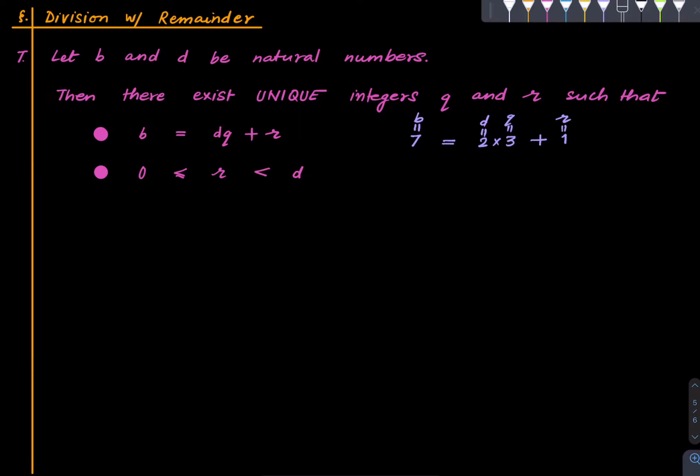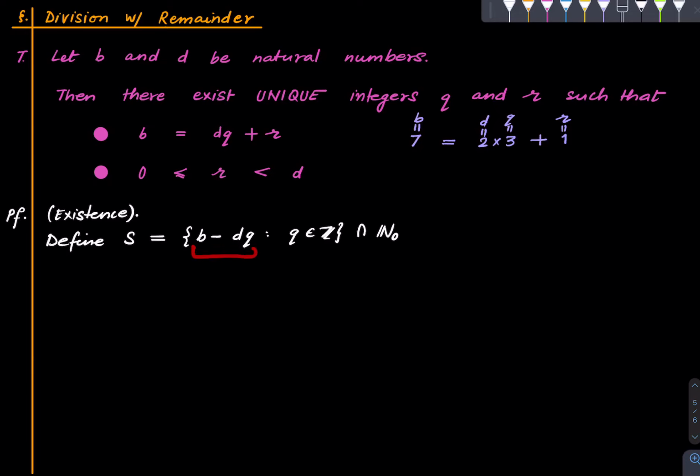So there are 2 parts of the proof. One is the existence part, the other is the uniqueness part. First let us do the existence part. Proof of existence. Existence of what? Existence of Q and R. Define S as all these differences, B minus D times Q, where Q is an integer, but we want to collect only those such things which are non-negative. It may look complicated, but all we are doing is forming all the possible differences of this sort where Q is an integer, but collecting only those which are non-negative.